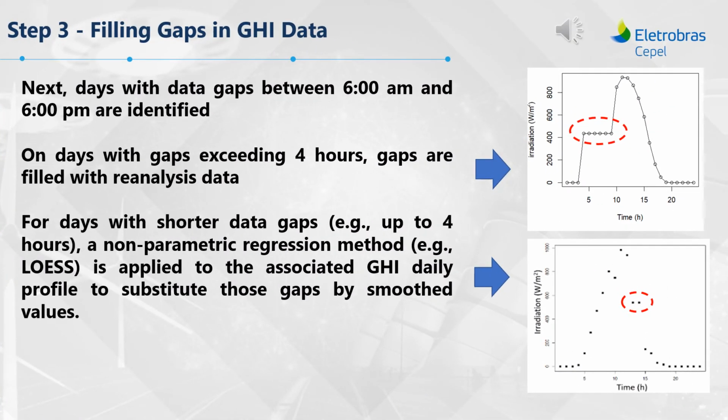Next, the days with data gaps between 6 a.m. and 6 p.m. are identified. On days with gaps exceeding 4 hours, the gaps are filled with reanalysis data. For days with data gaps up to 4 hours, a non-parametric regression method is applied to the associated GHI daily profile in order to fill in gaps with smooth values estimated by Lowess.